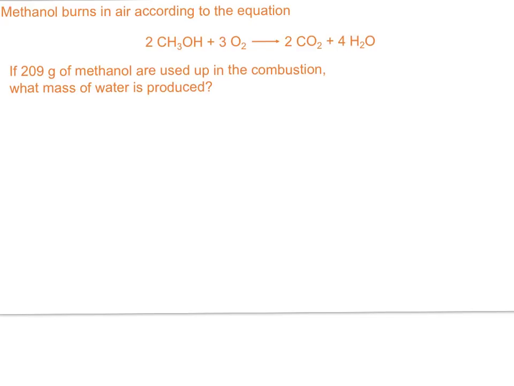where methanol burns in air according to the equation. A reminder of how you read chemical equations: you have 2 moles of methanol react with 3 moles of oxygen to produce 2 moles of carbon dioxide and 4 moles of water. If 209 grams of methanol are used up in the combustion, what mass of water is produced?